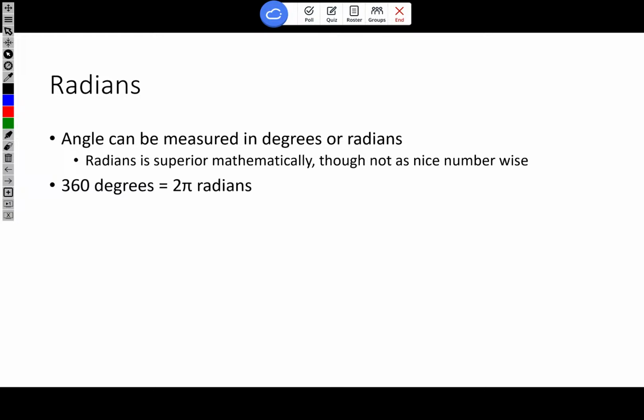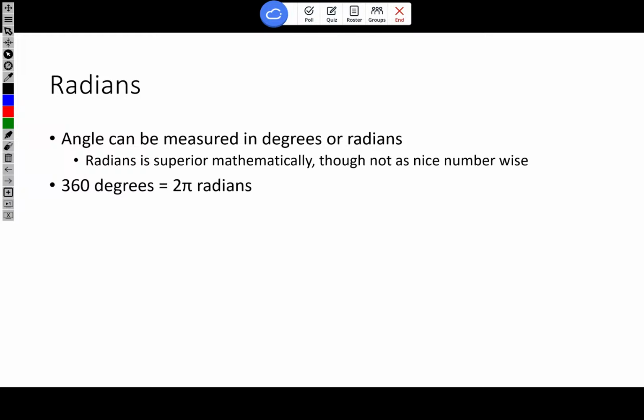We've already talked about this, and I've already mentioned some of these points, but just to reiterate, you can measure angles in degrees and in radians. I think there's also another way. There's a third way. I don't remember what it's called. I think it's on your calculator, actually, but it never gets used.